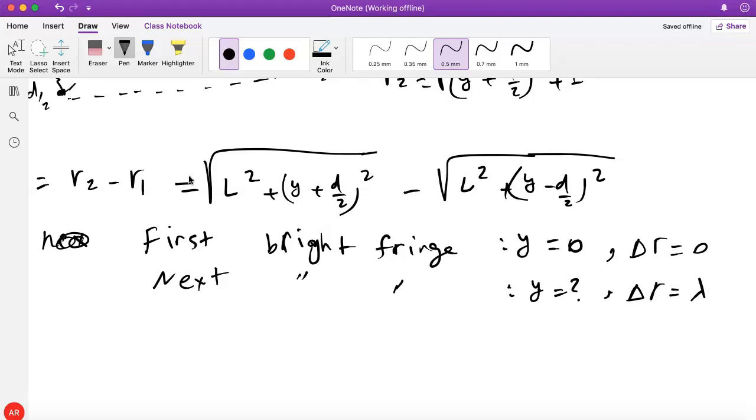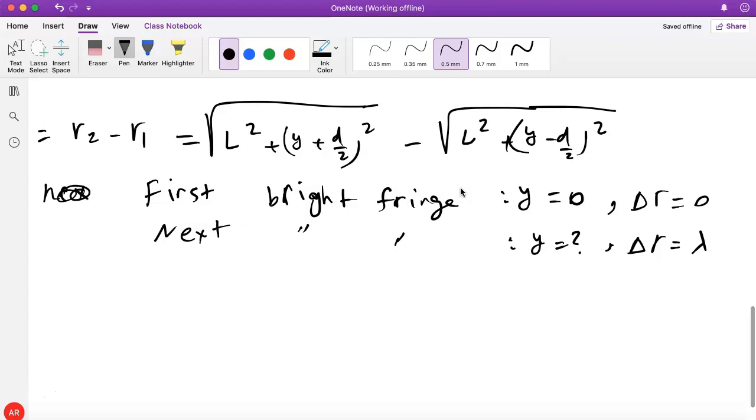And delta R is a function of Y, right? So you look at that function and set it equal to lambda, where lambda is known, D is known, L is known. One can in principle find the exact value of Y.